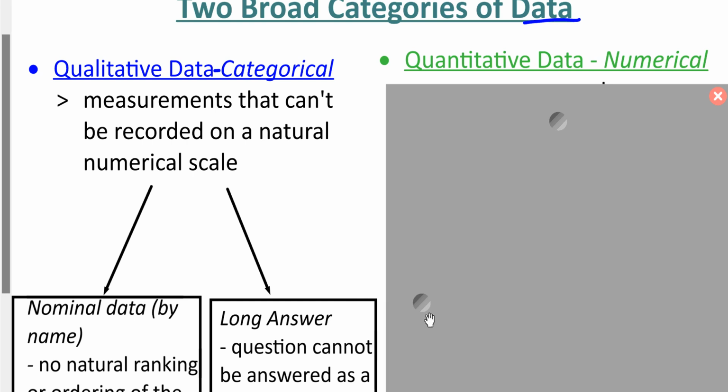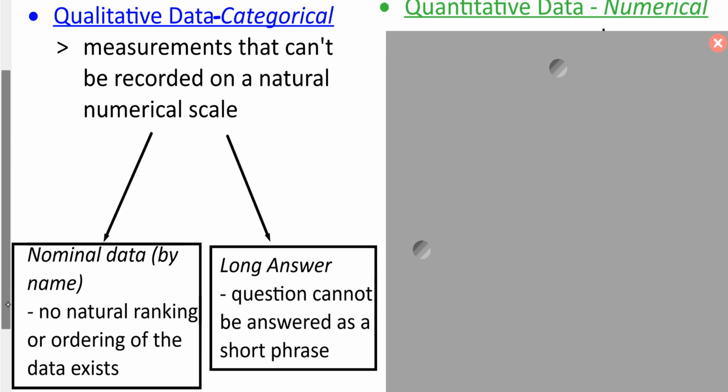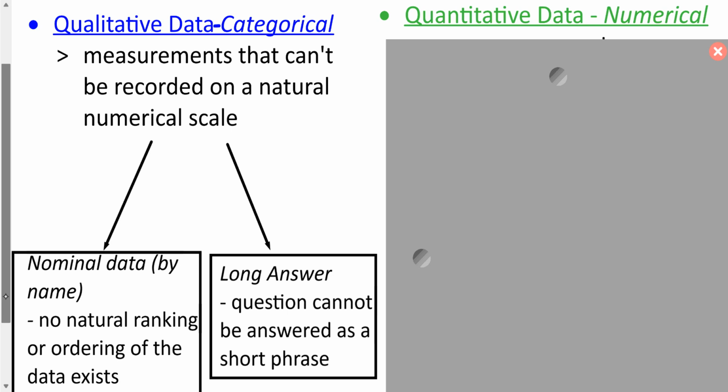There's actually two different types of qualitative data. We look at nominal versus long answer. This isn't a huge deal, but understand that with nominal data, there's no natural ranking or ordering of the data that can exist.